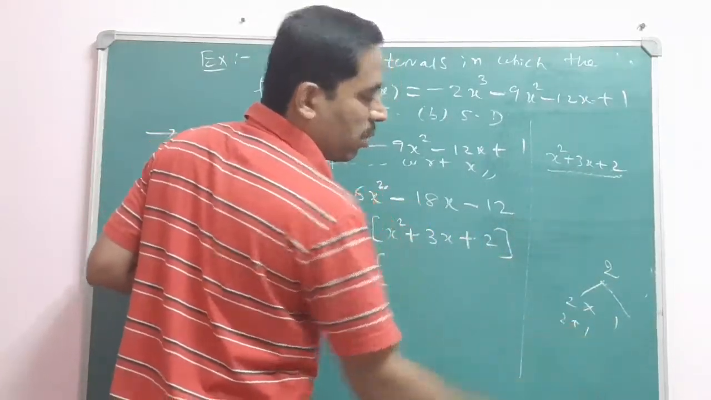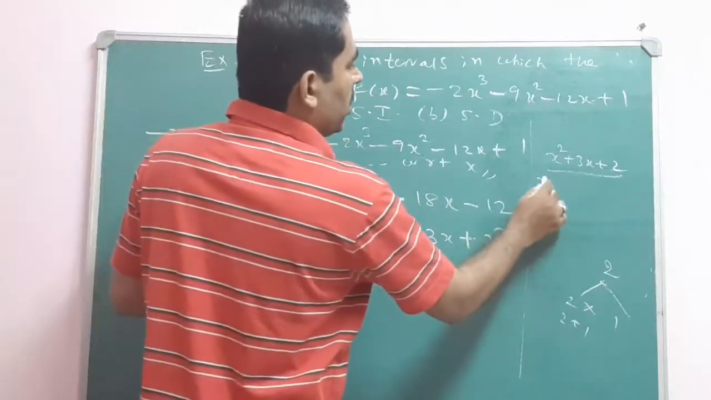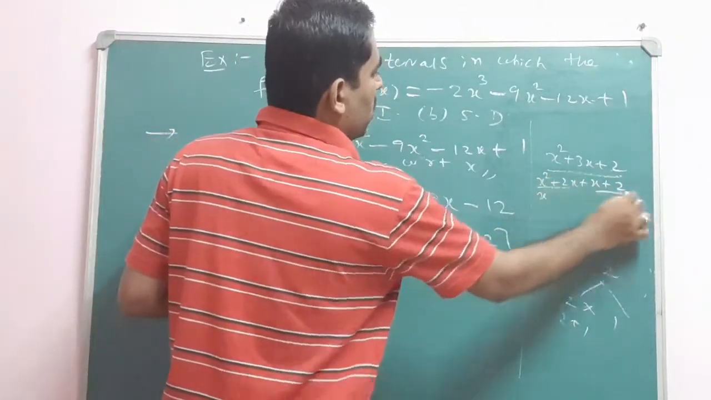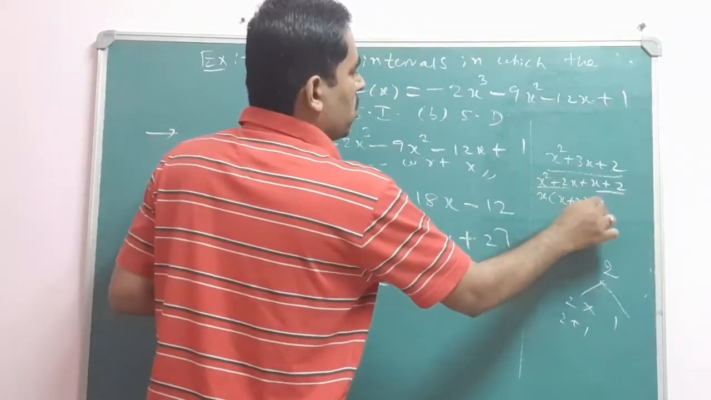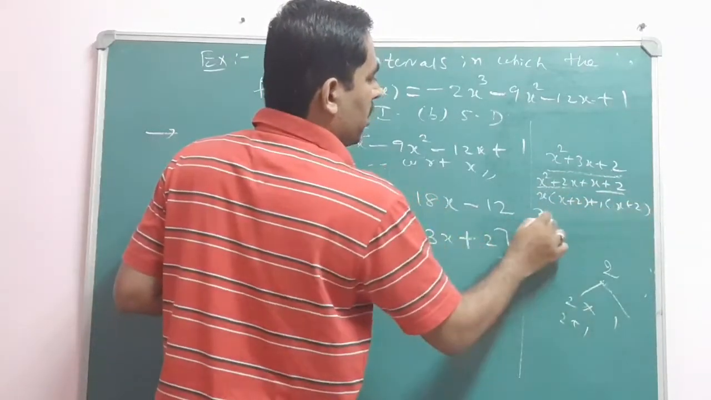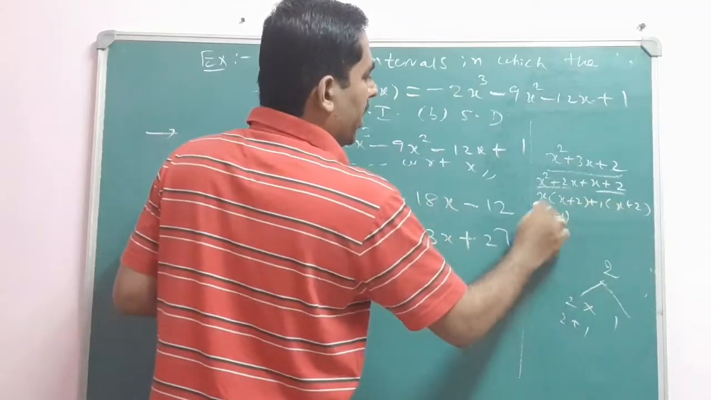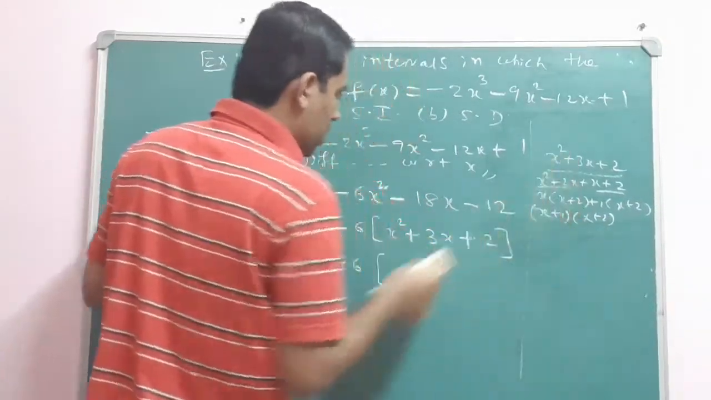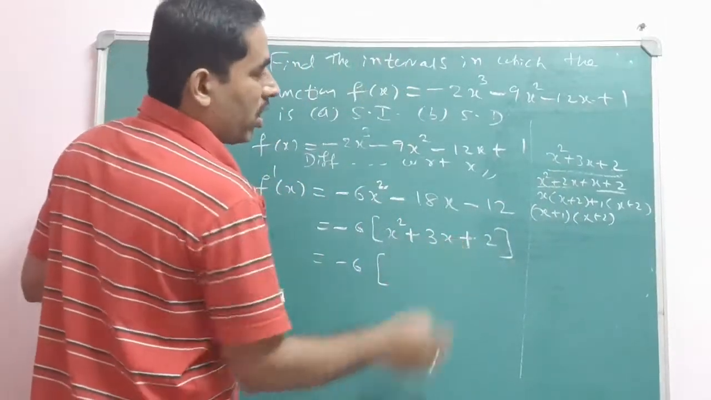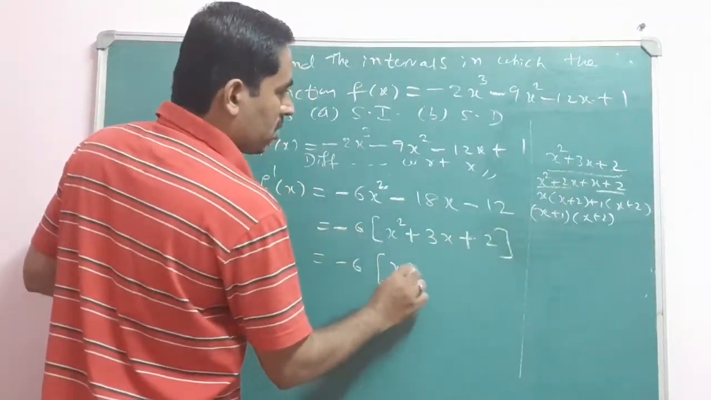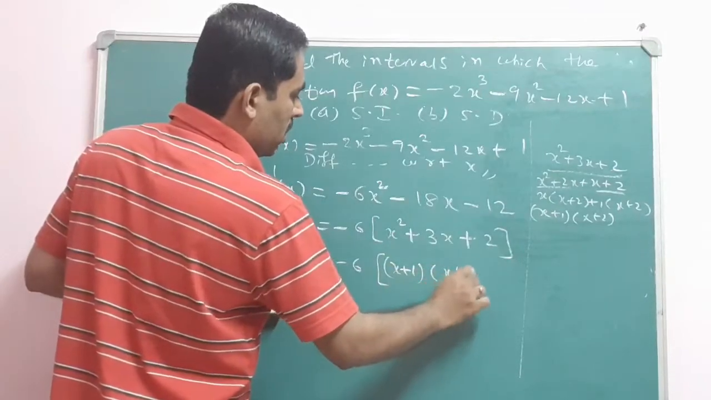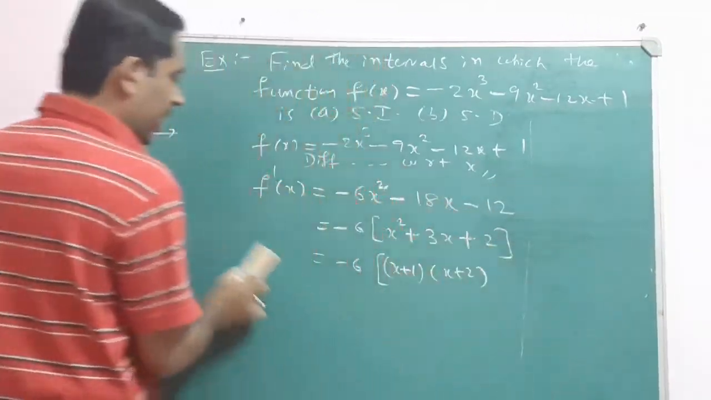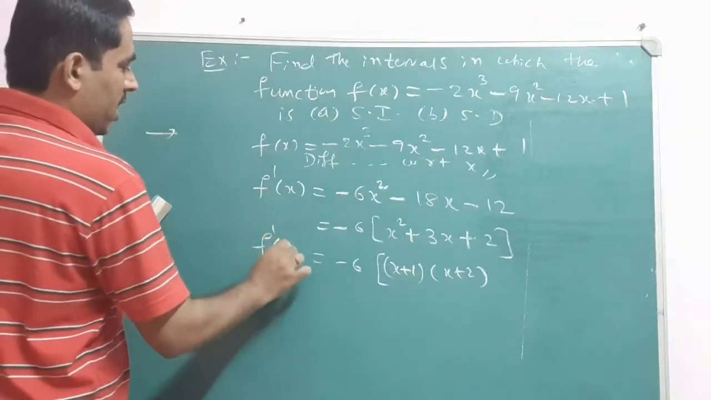2 ones are 2, and 2 plus 1 is 3. So this can be written as x square plus 2x plus 1x plus 2. I can take x common, so x plus 2 plus 1, and I can take common x plus 2. So I will be getting x plus 1 into x plus 2. So if I factorize this quadratic polynomial, we get x plus 1 into x plus 2. This is all the rough work here, so we can write it directly. So this is f dash x.